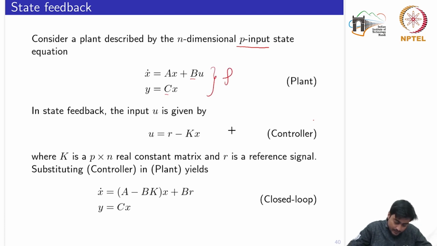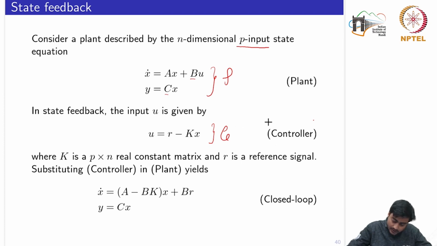We denote this as the plant, and in state feedback the input u is given by this one. We have seen earlier for the single variable case that we designed such an input, but now here the K would be a matrix instead of a vector. K is a p cross n real constant matrix, and r is a reference signal.